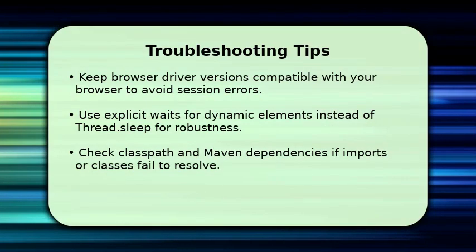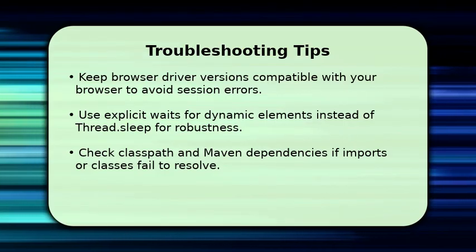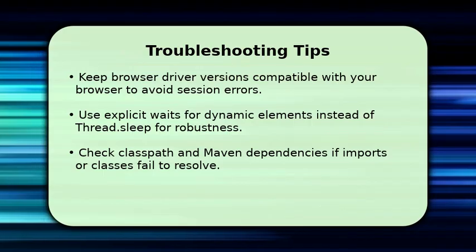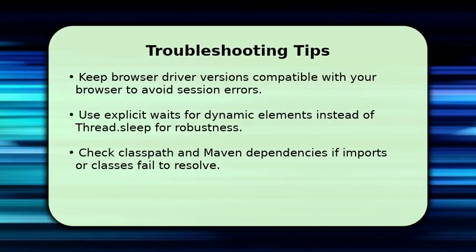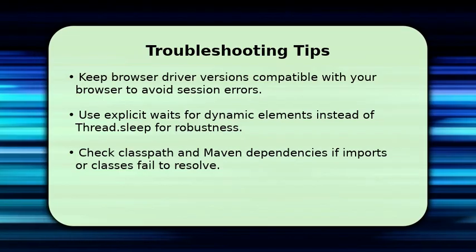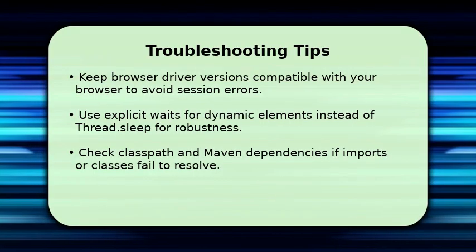When tests fail, check driver logs and browser compatibility first to narrow issues quickly. Use explicit waits and proper locators to avoid flaky tests and improve reliability. Validate your project build path, dependencies, and Java version to prevent compilation errors. Run isolated tests to reproduce failures and use screenshots or console output for debugging. Maintain small, reusable helper methods to reduce duplication and speed up troubleshooting across suites. Thanks for watching.